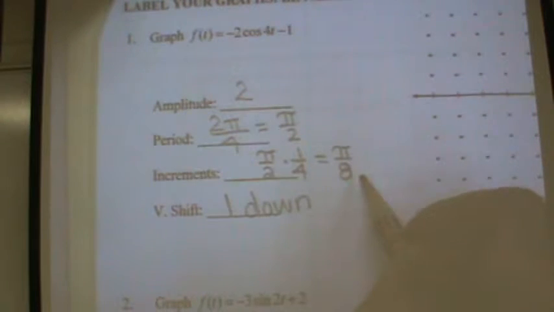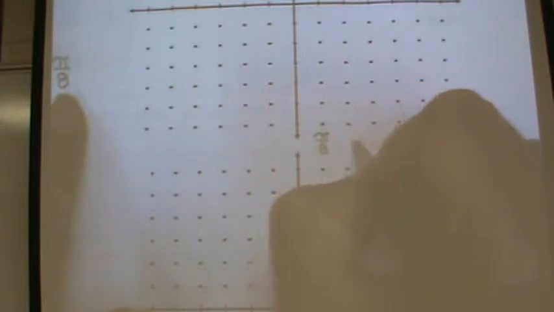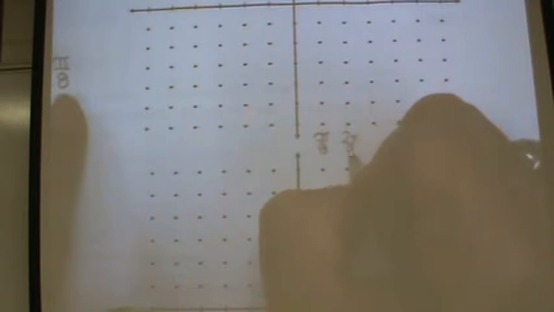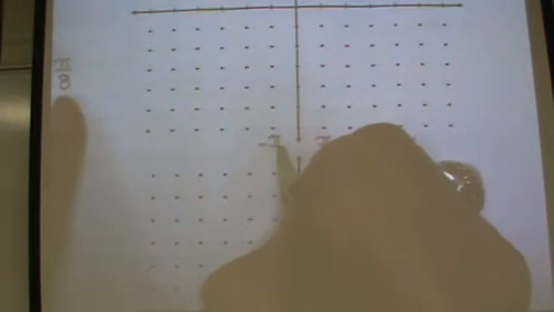You are going to count by pi over 8. That's your count, by pi over 8. So right here, you've got 1 pi over 8, 2 pi over 8, 3 pi over 8, 4 pi over 8. And go the other way. We want 2. This is the hardest part.